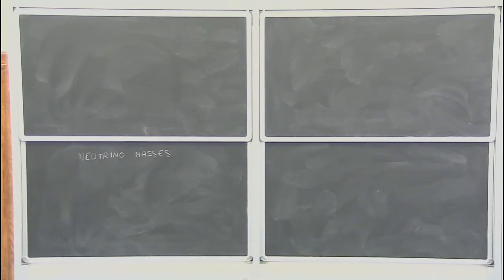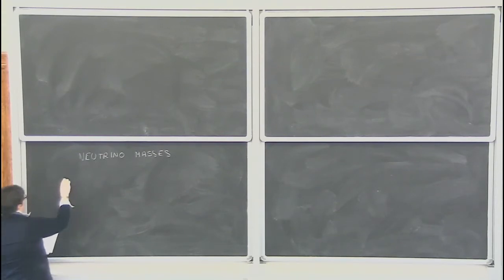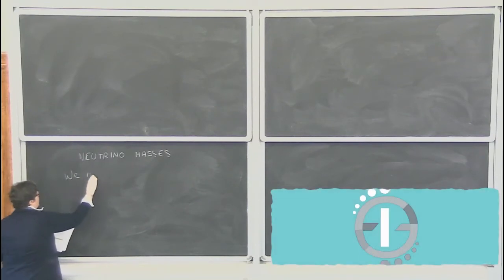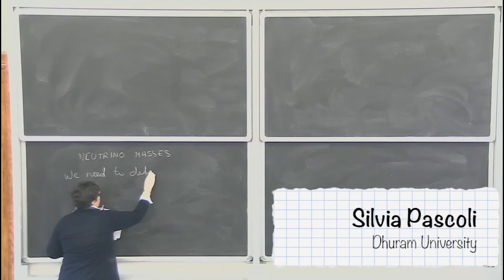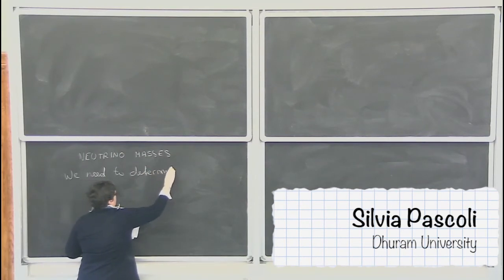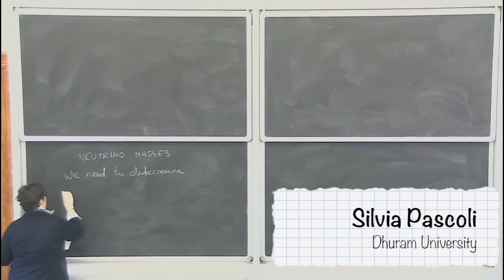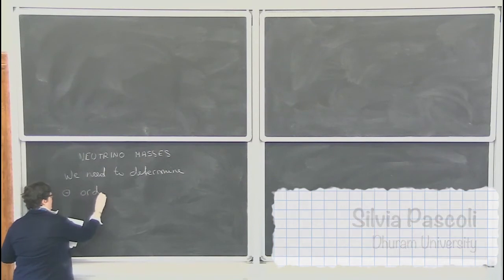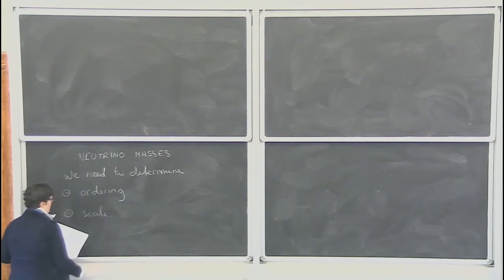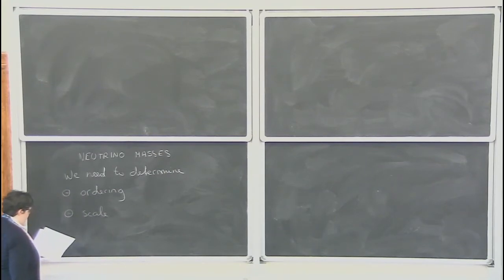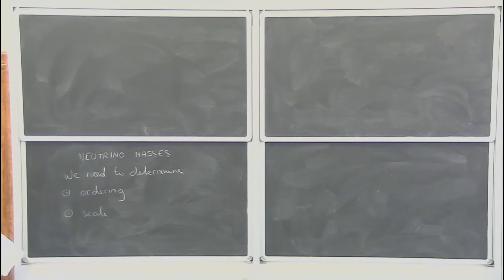Okay, so we said in terms of neutrino masses, we know the mass square differences, but we don't know the ordering. So we need to determine the ordering, and the mass scale. So how can we do that?